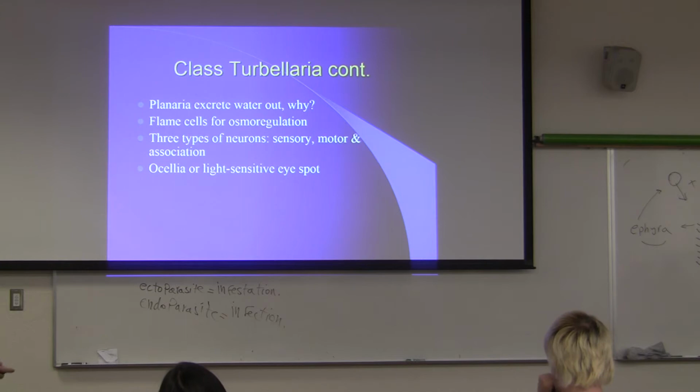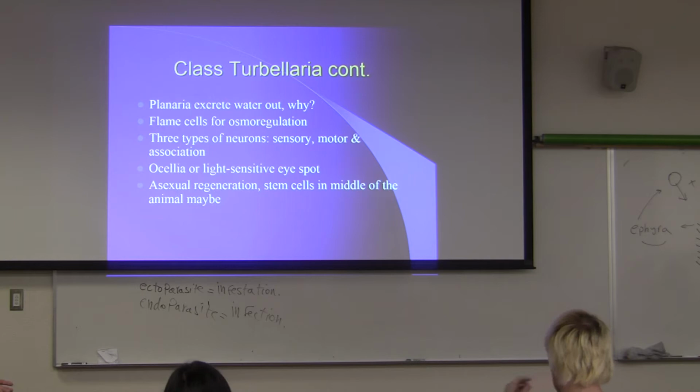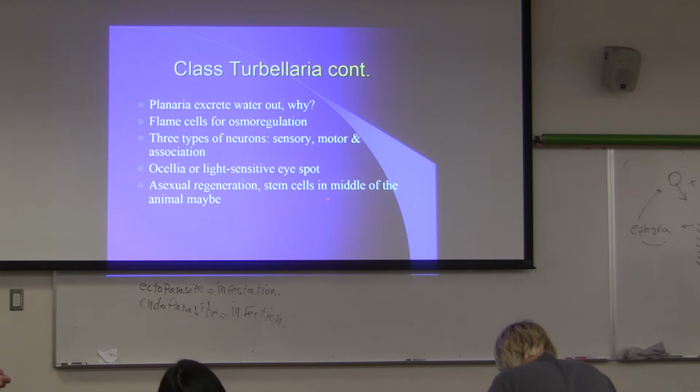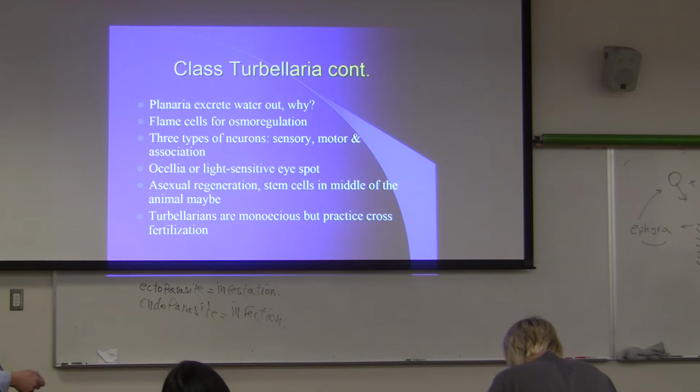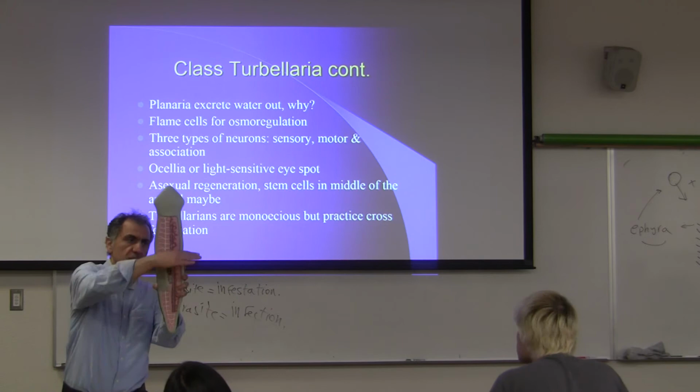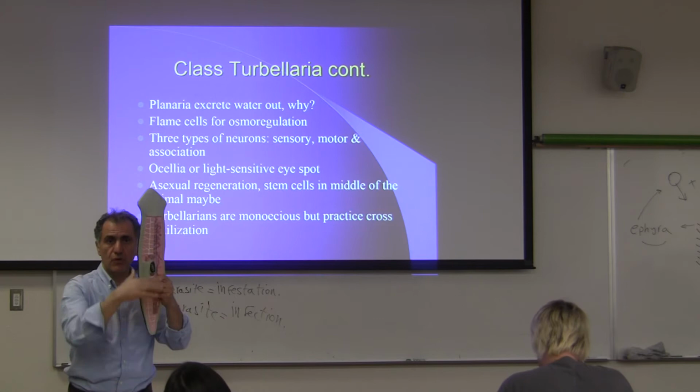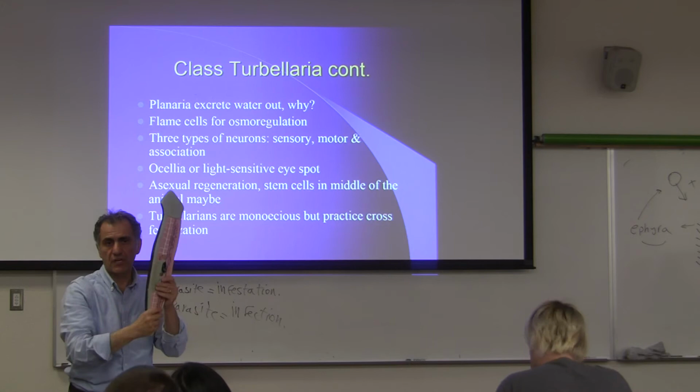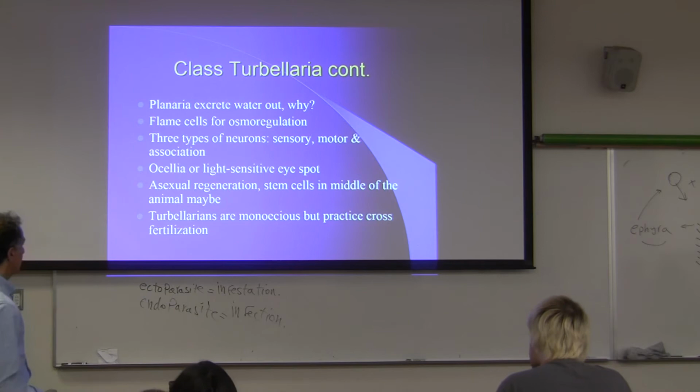Asexual regeneration, stem cells in the middle of the animal. Maybe there are some studies. Did I give you the name of the stem cells? I hope I gave you the name of the stem cells. Maybe next class. But anyhow, asexual regeneration, you know, you cut the animal. Some of you are doing this. You cut the animal right in the middle, so the animal is going to grow back. Okay. Usually, the top portion grows faster, more efficiently. And the bottom portion, when you cut it like this, usually grows slower, but eventually it will grow.